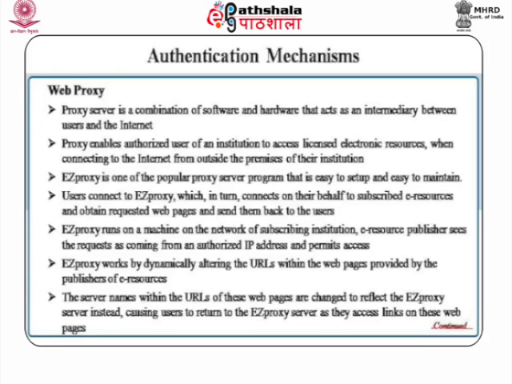EZ-Proxy runs on a machine on the network of the subscribing institution. The e-resource publisher sees the request as coming from an authorized IP address and permits the access. EZ-Proxy works by dynamically altering the URL within the web pages provided by the publisher of e-resources.